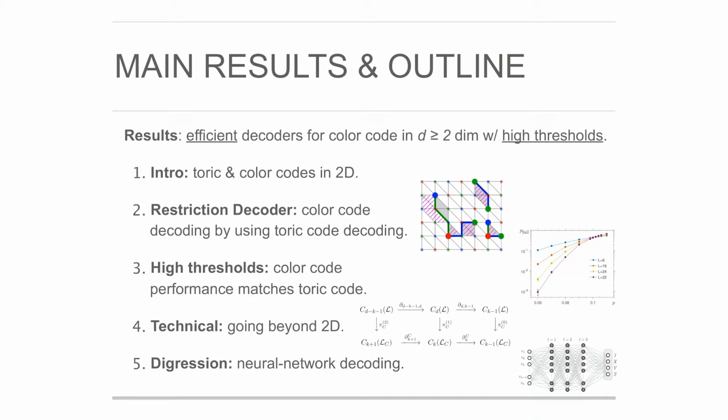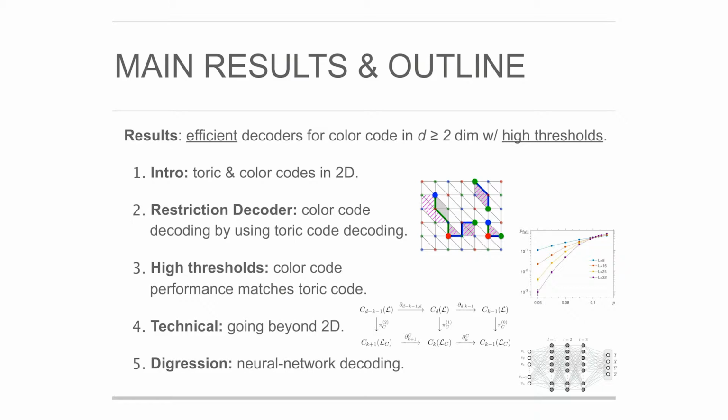So, after this short motivation, let me tell you what the main result is, which I will present, and sketch the outline of the talk. In the talk, what I will describe to you is a class of efficient decoders for the color code in any dimension, and those decoders will exhibit high thresholds.